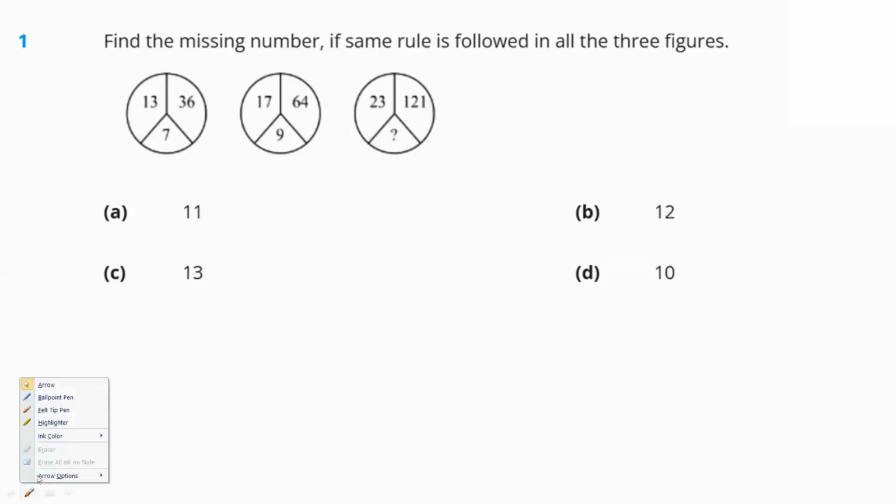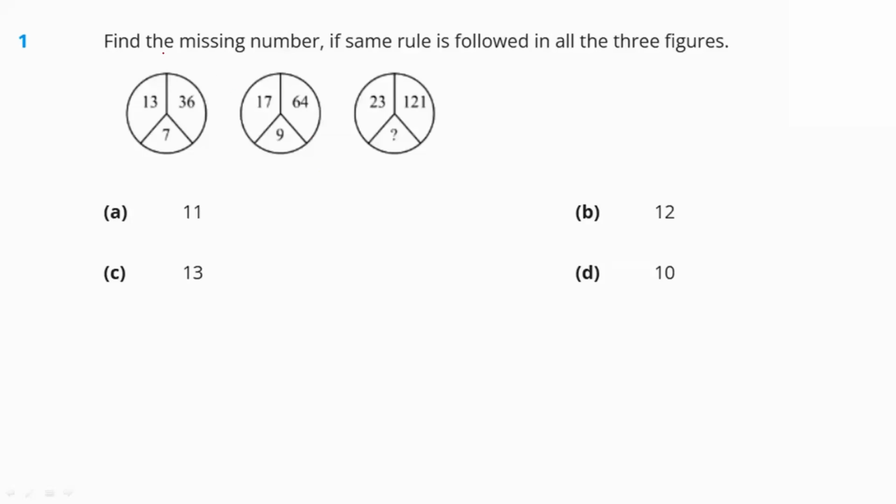Today we are going to discuss the NSO question paper 2022-23 of grade 8 science, for all the NSO aspiring students. So I'm going to share my screen and let us discuss the entire question paper at its total length. The first 10 questions will be based on the logical reasoning questions.